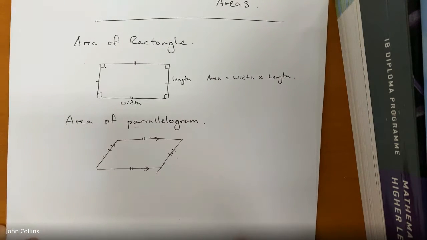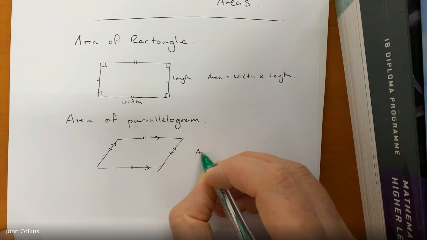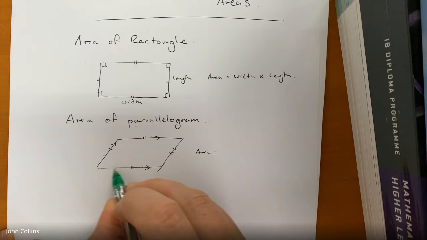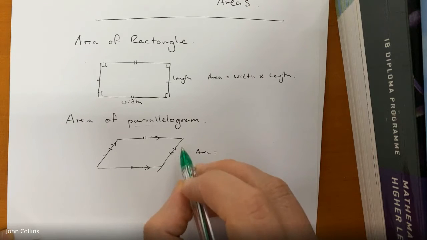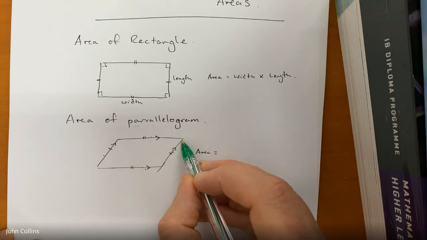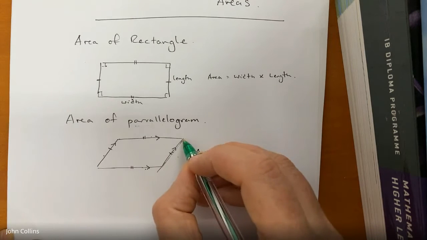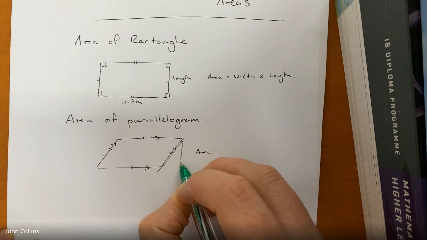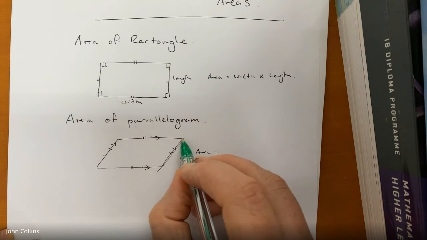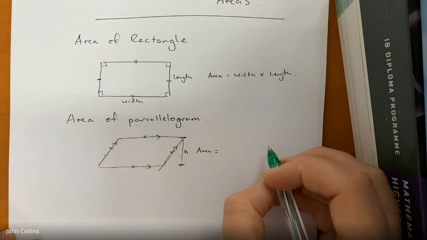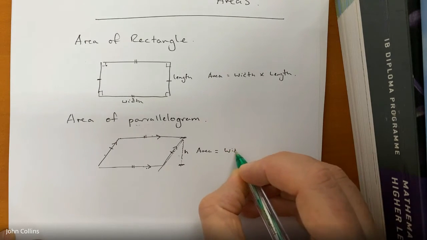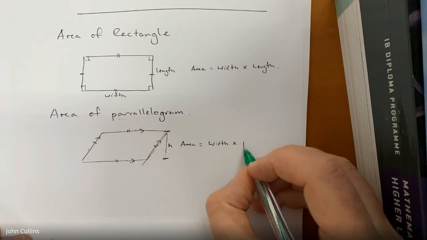Now the area is a similar formula, but it's the length multiplied by the perpendicular width or height. So we cannot use this slanted height. We must find the perpendicular height, which will be given to us in most questions. So we need to know the straight up height of this, and that is what we use to measure. We're going to call that h in this case. So the area of the parallelogram is its width multiplied by its perpendicular height.